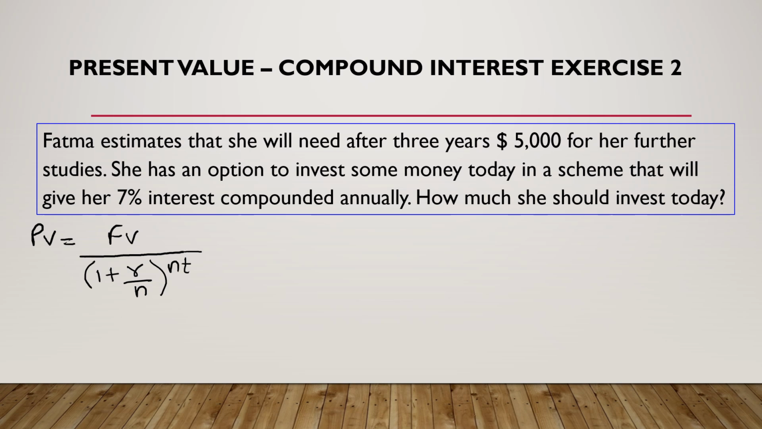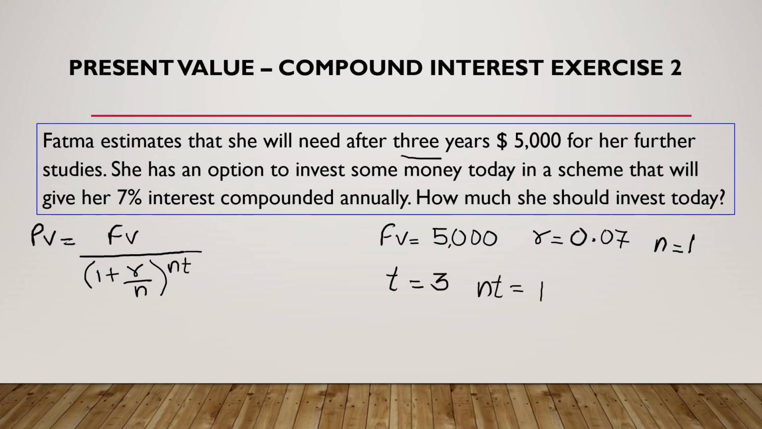So now just substitute the values. My future value is equal to, how much money Fatima needs? $5,000. She is depositing money at 7% rate of interest. 7% rate of interest means 0.07. And n: the interest is compounded annually, meaning one time in a year. n will be 1. t is for how much time? Here you can see 3 years. So t will be 3. So what will be my nt? nt will be 1 multiplied by 3, which is 3.